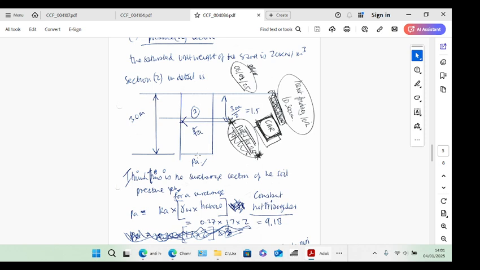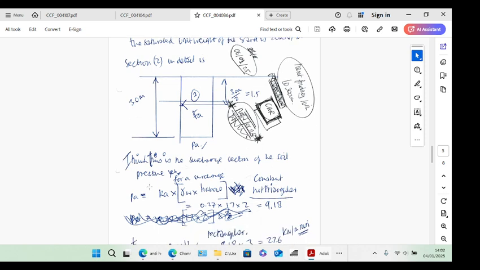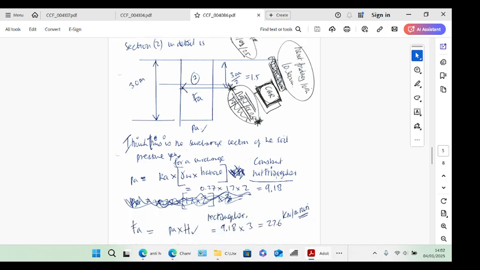PA is the pressure at the base of the wall, 5 meters, and FA is acting at half the rectangle. So PA equals Ka times the unit weight of the soil times the H above, because there's a surcharge above. It's constant, not triangular. So it's 0.27 times 17 times 2, which is 9.81.